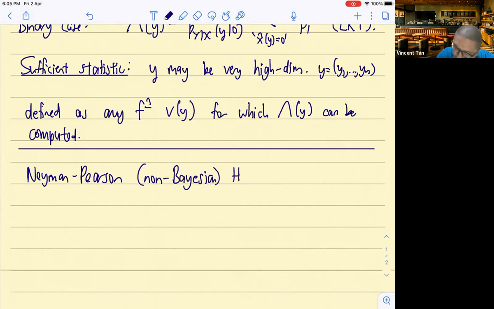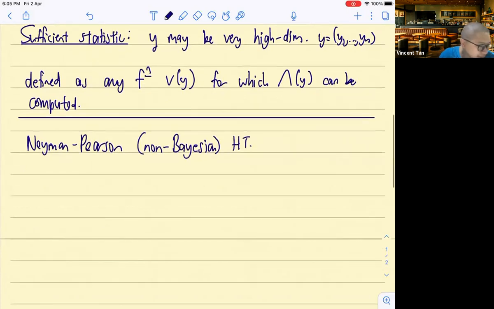Non-Bayesian hypothesis testing. Okay. So the idea is as follows: the same setup, X is equal to, we are only considering binary, X is equal to 0 or 1. And a test is basically a subset of Y. Okay. So Y is the alphabet. This script Y is the alphabet of the random variable Y.